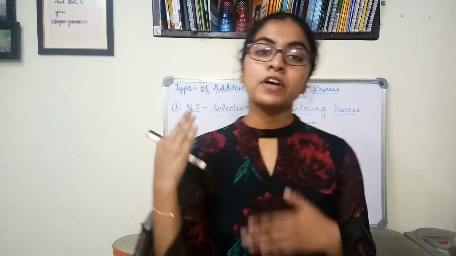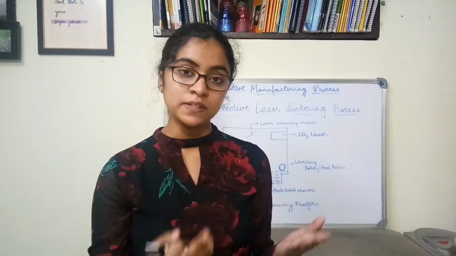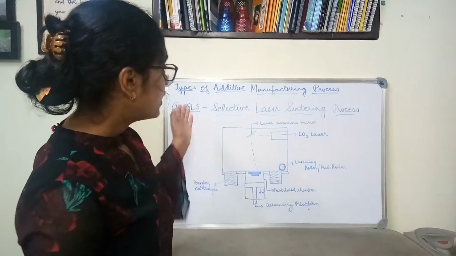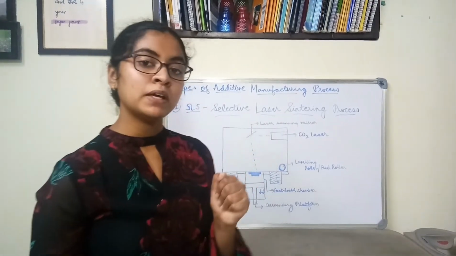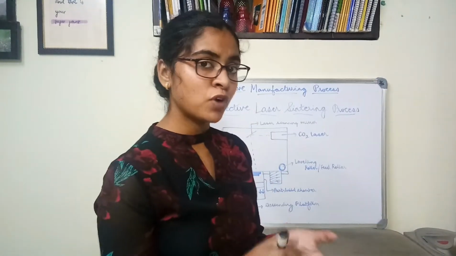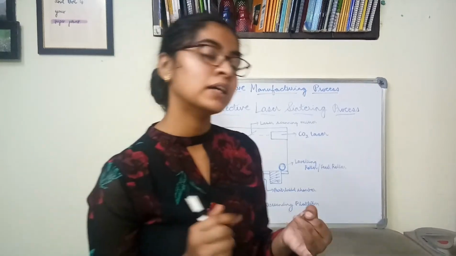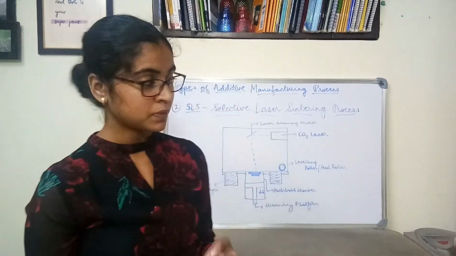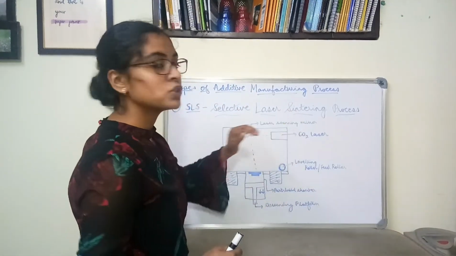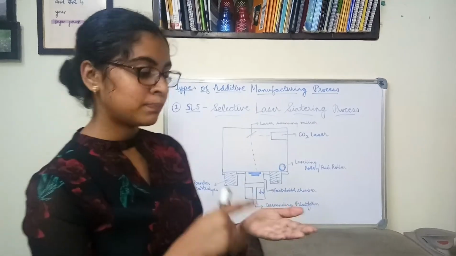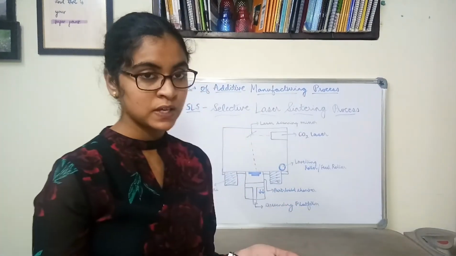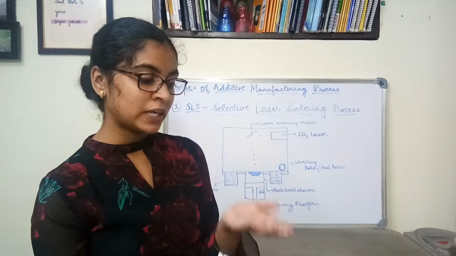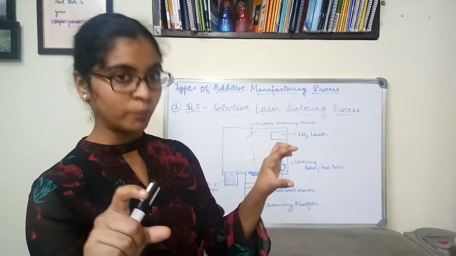The next type of additive manufacturing process is SLS, or Selective Laser Sintering process. In this case, the base material will be in a powder form, and this powder form can be of plastics, glass, or ceramics. Now, sintering means the application of heat onto that powdered form so that it first melts, and then when it solidifies, we'll get that particular layer in the solid form.